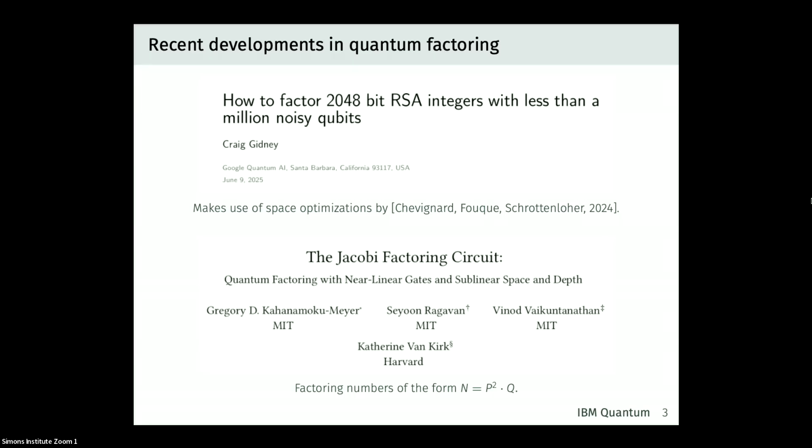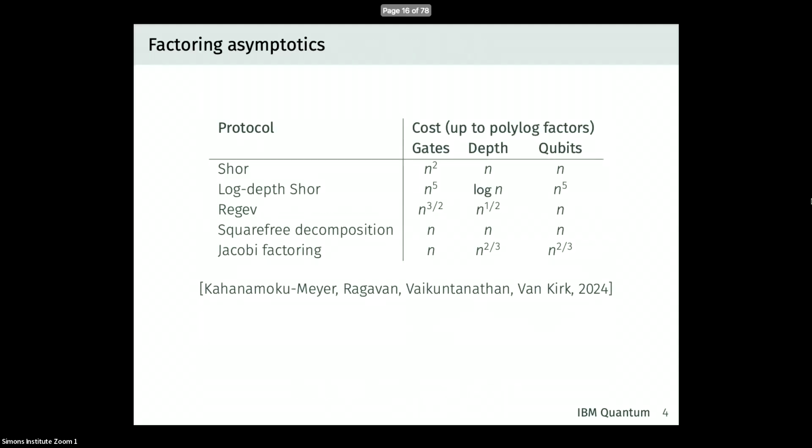And at the same time, there was also this other protocol that was developed for factoring numbers of the form p squared times q. And it was shown in this paper that the factoring circuit for these types of numbers can be even smaller than the circuits that you would have for normal semiprime factoring, so numbers of the form p times q.